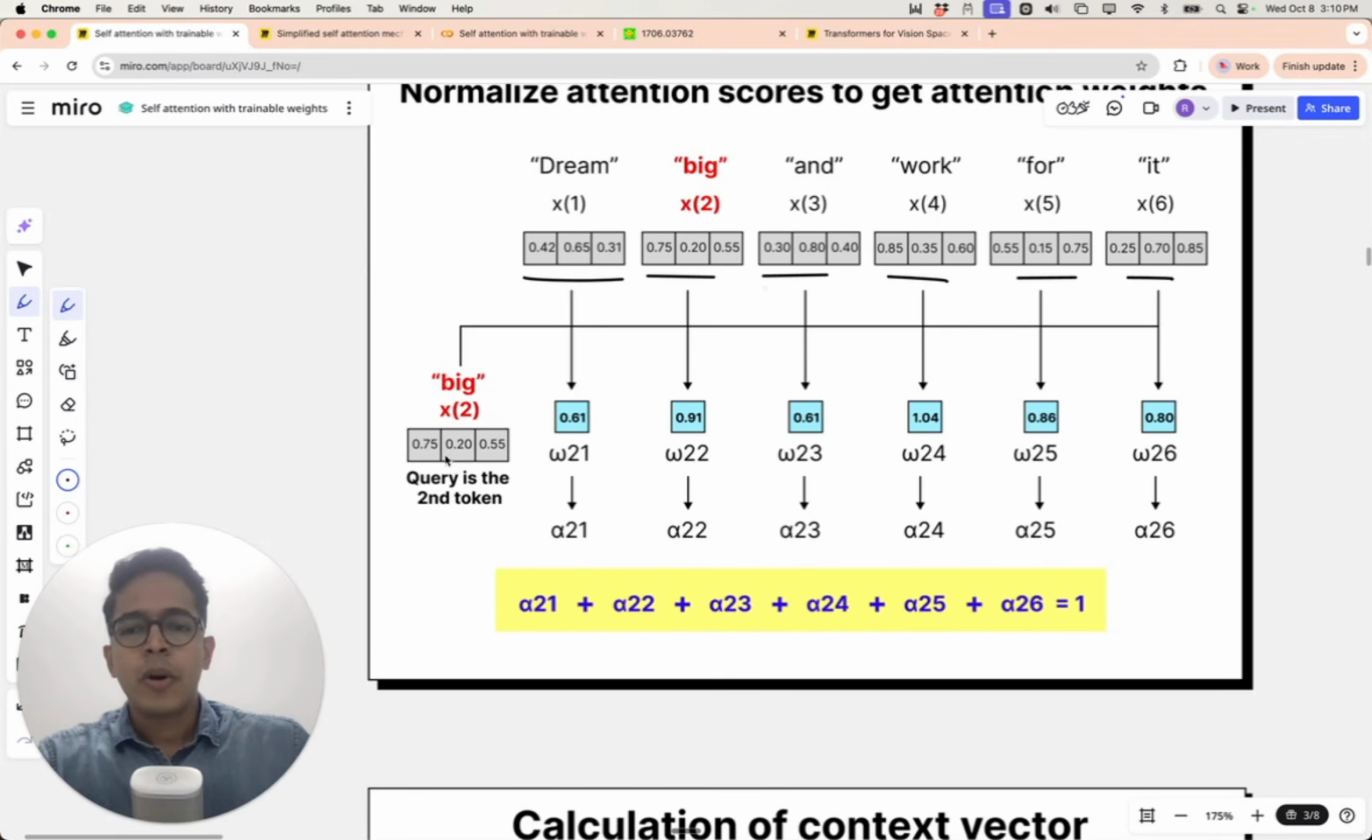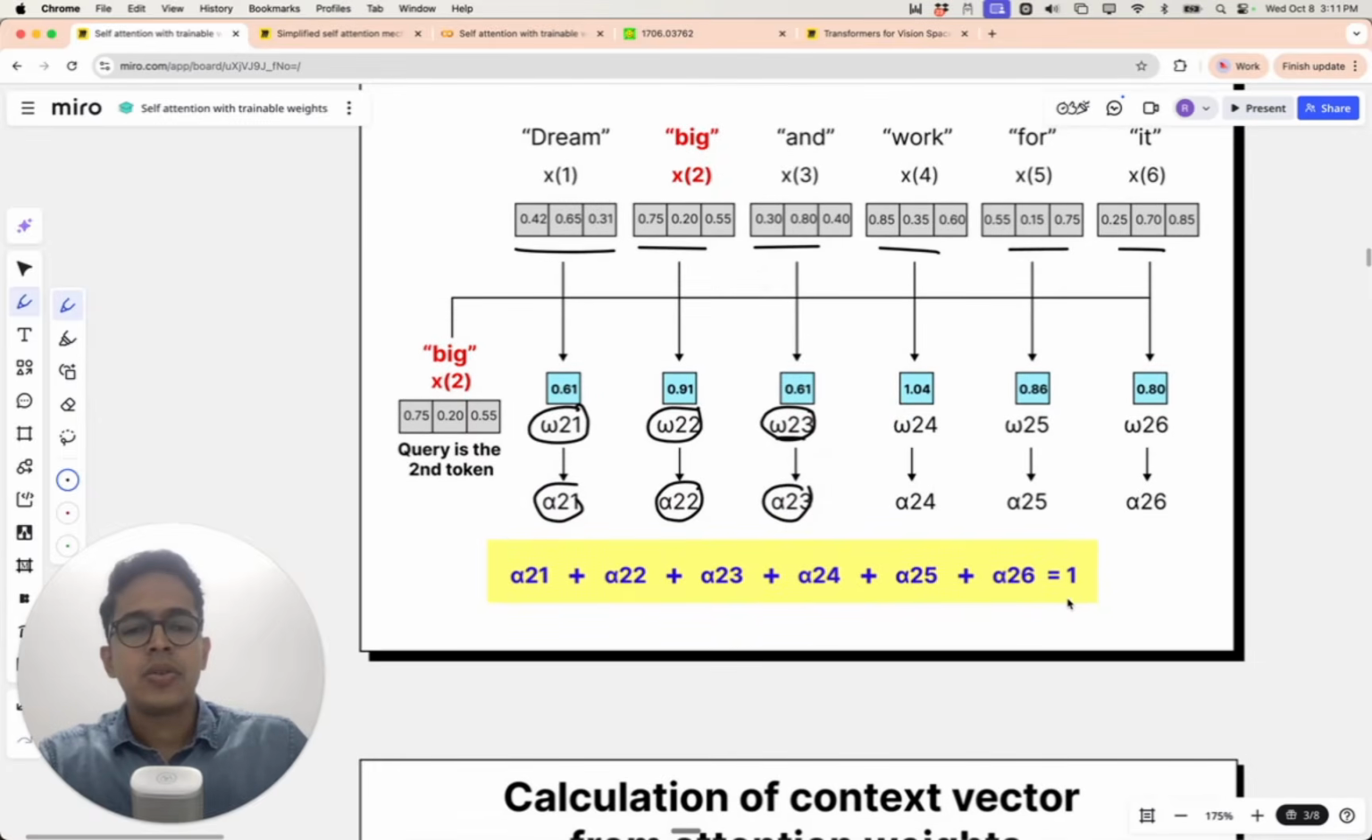We took dot product between big and dream. So it'll be just one number, a scalar. These dot products are denoted by omega 21. Omega 21 means the attention between dream and big. Omega 22 means attention between key number 2 and query number 2. Omega 23 is attention between key number 3 and query number 2. Like that, we got these attention scores, which are denoted by omega, and then we got attention weights, which are denoted by alpha. And these attention weights should sum up to 1.